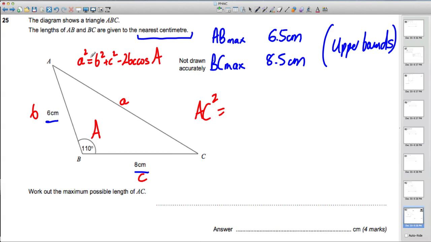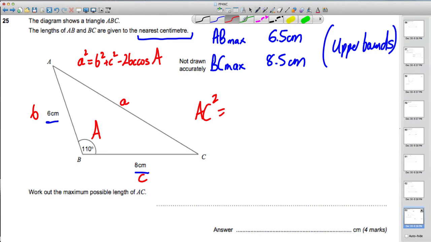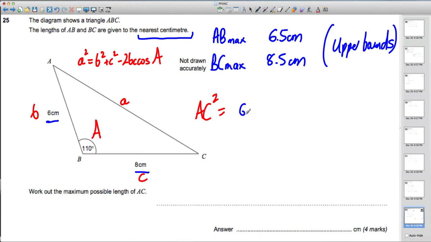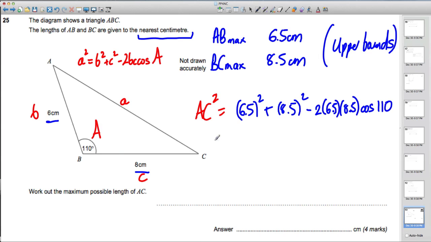So AC squared must be equal to 6.5 squared, because we're using the maximum here. We're trying to find the maximum. So it's 6.5 squared plus 8.5 squared minus 2 multiplied by 6.5 multiplied by 8.5 cosine of 110. So AC therefore is the square root of that when you get the answer to it.